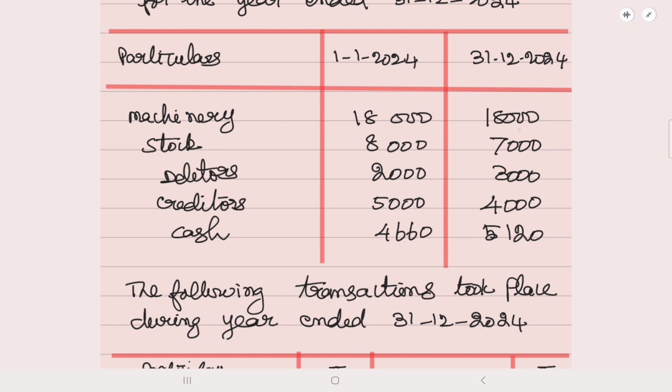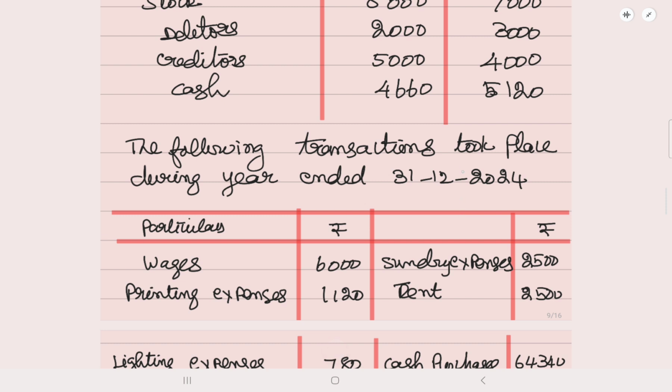Machinery 18,000, here also 18,000. Stock beginning 8,000, ending 7,000. Debtors in the beginning 2,000. Debtors at the end 3,000. Creditors 5,000, end 4,000. Cash in hand 4,660, year end 5,120.